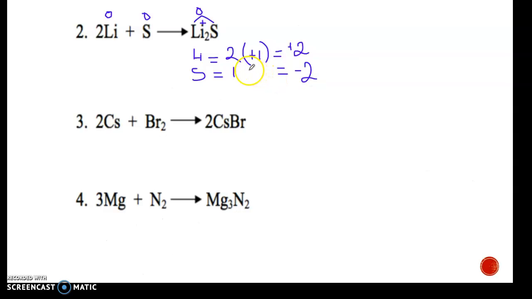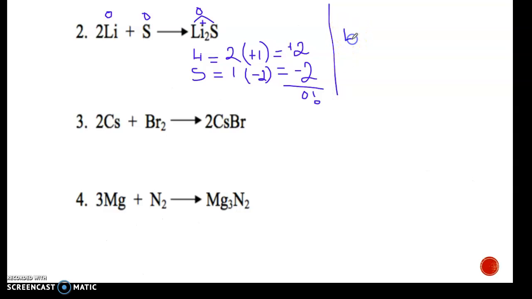Exactly. And does S have a negative 2? It sure does, amongst other things. So that's how we determine the oxidation state. So we have negative 2 here. So plus 2 plus negative 2 will give us 0. So we satisfied the second part of our checklist. So we're good with this part. Now let's do our comparison. I was drawing a line here.